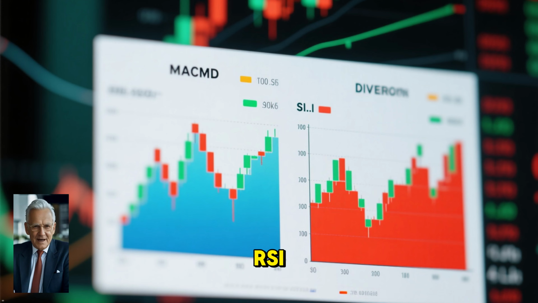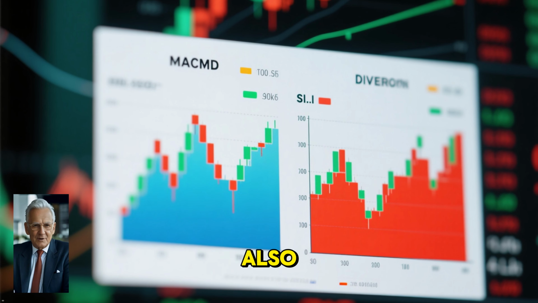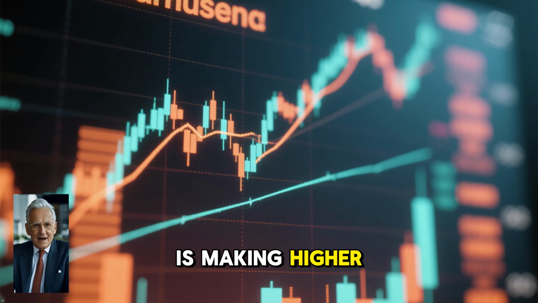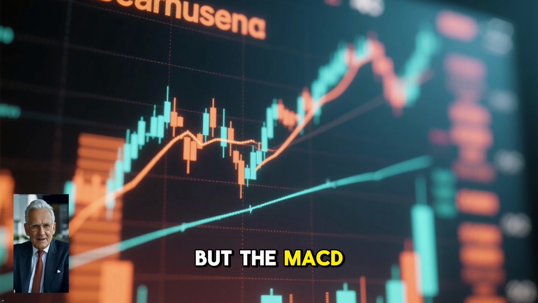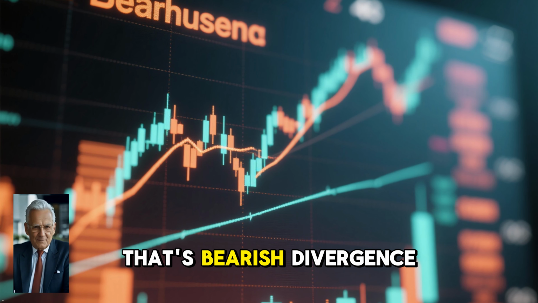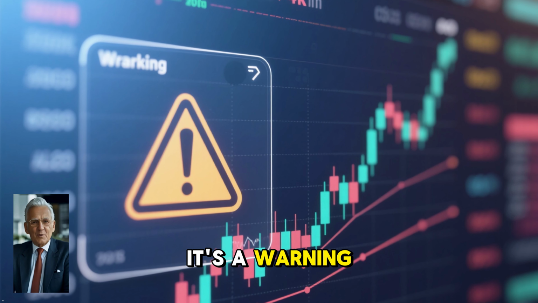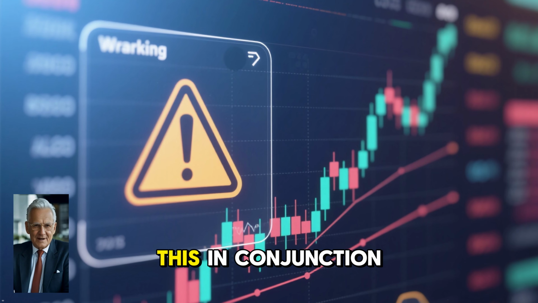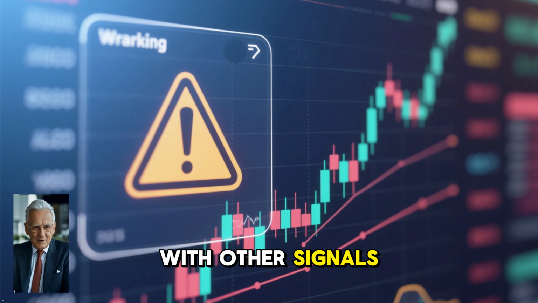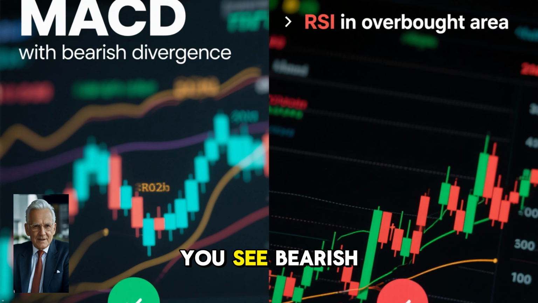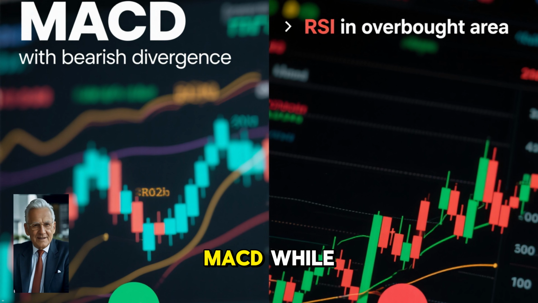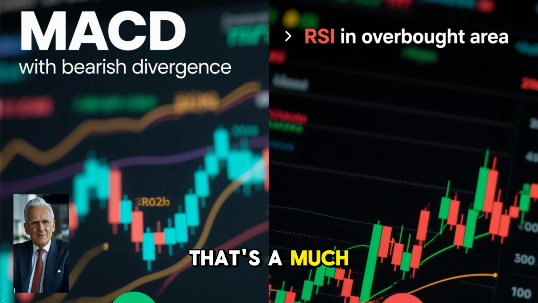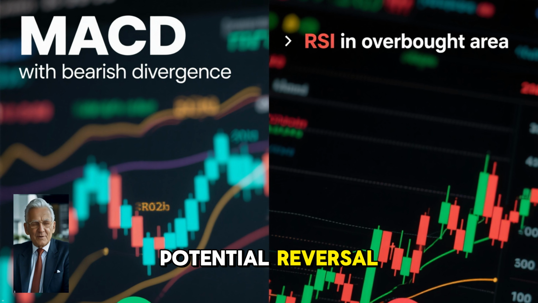Just like the RSI, the MACD is also fantastic for spotting divergence. If the price is making higher highs, but the MACD is making lower highs, that's bearish divergence. It's a warning sign that the trend's momentum is weakening. You can use this in conjunction with other signals. For example, if you see bearish divergence on the MACD while the RSI is in overbought territory, that's a much stronger signal for a potential reversal.